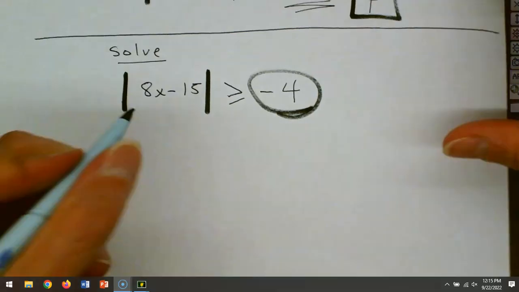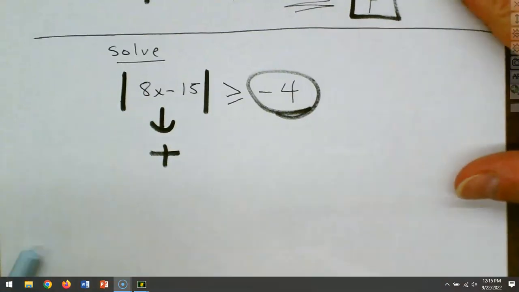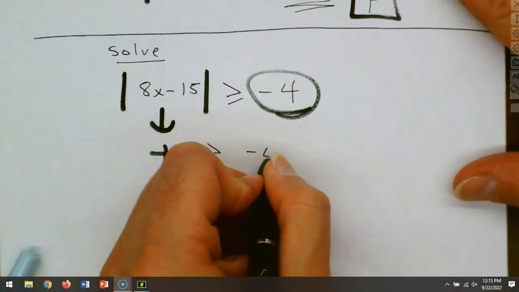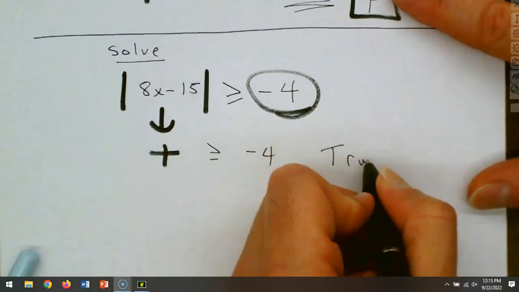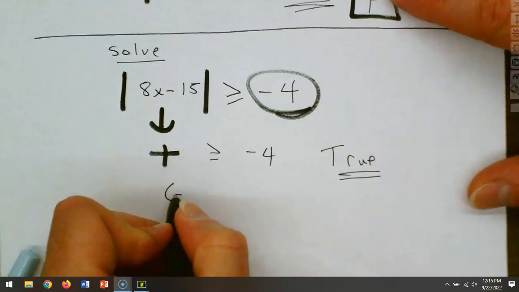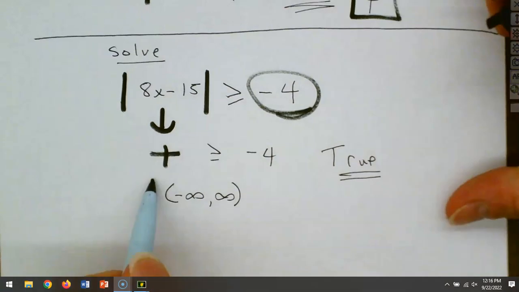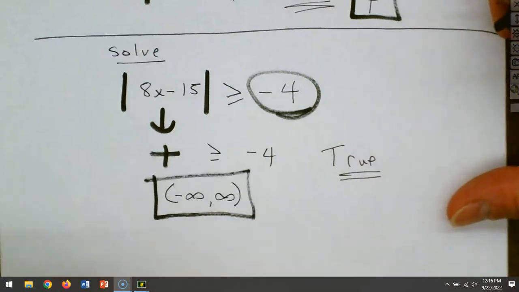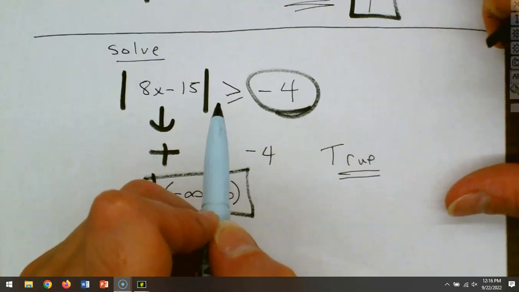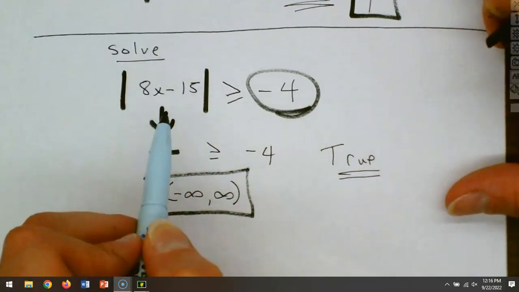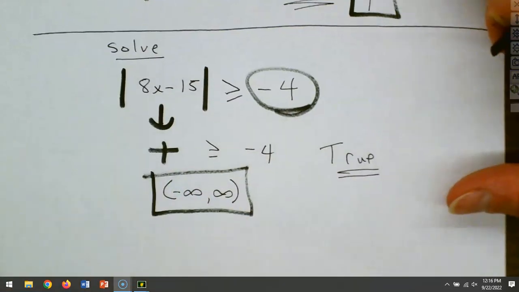It's true because this is positive, and our positive numbers now, are they bigger than a -4? This would be what? True. If it's true, negative to positive infinity. Because it doesn't matter what number we plug in, it's always going to be bigger than -4. We could plug in -100 for x. It's going to come out to be a positive number that is bigger than the -4.